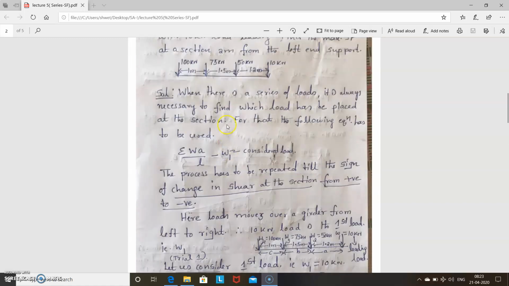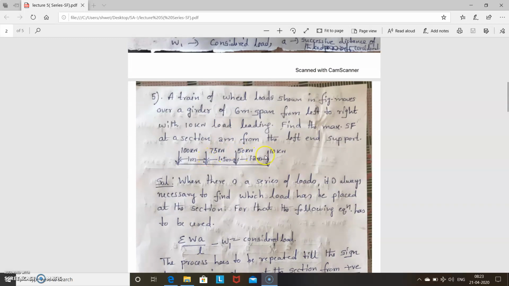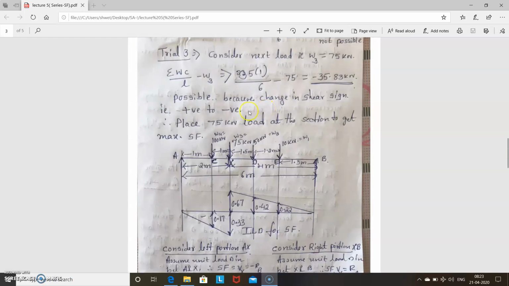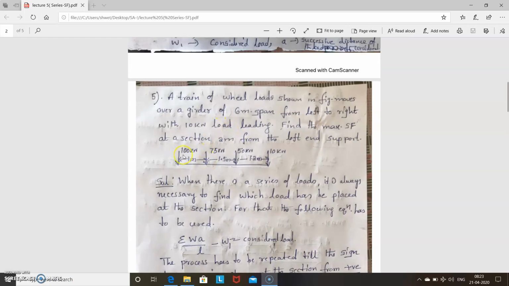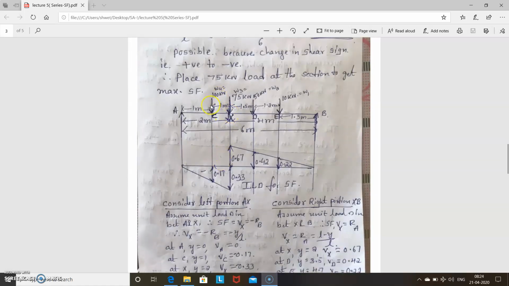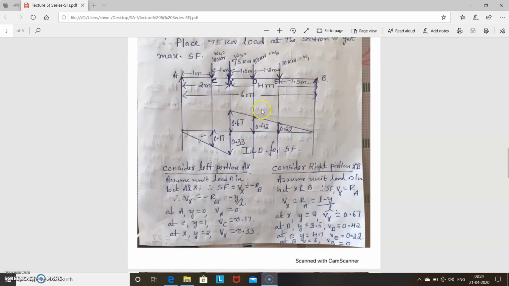So what happens? 75 is the third load. So this load comes this side, right to the section, and one load that is left to this load is 100 kilonewton. So 75 is here, and this is 100. These two come here. Now as usual method, you have to find shear ordinate values at different locations. So let us consider this is A, this is B, this is C, X and D and E.